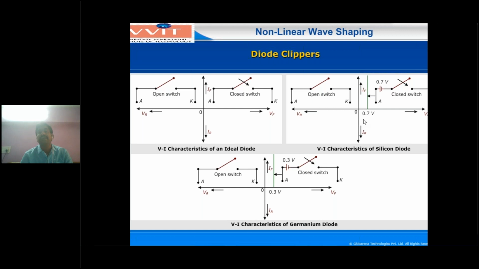Similarly, we can show the silicon diode. It acts as an open switch in the reverse bias condition, and in the forward bias condition the cut-in voltage V gamma also applies. V gamma for silicon is generally considered 0.7 volts, and RF is generally a very small value, which we neglect. That is the closed switch indicator. And similarly, the VI characteristics of a germanium diode show reverse bias condition and forward bias condition, where the cut-in voltage of 0.3 volts is considered.